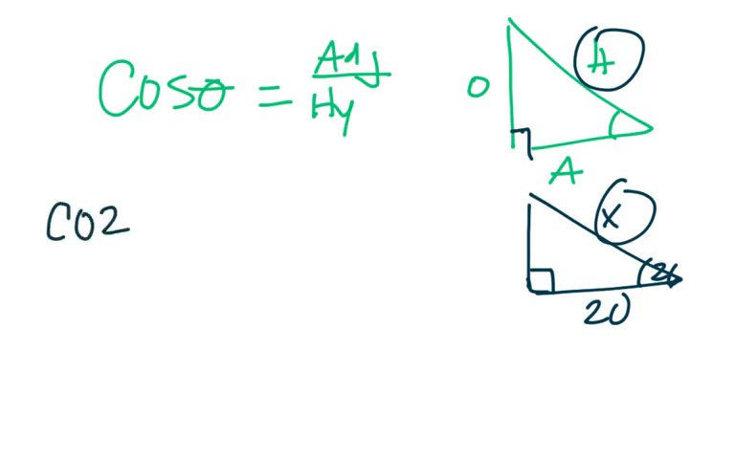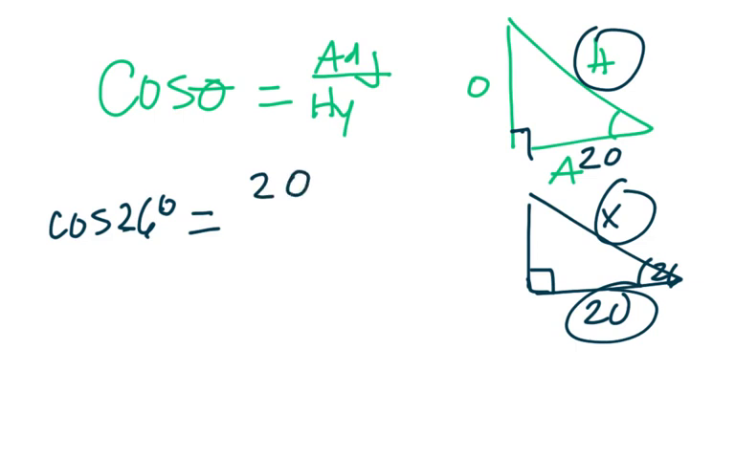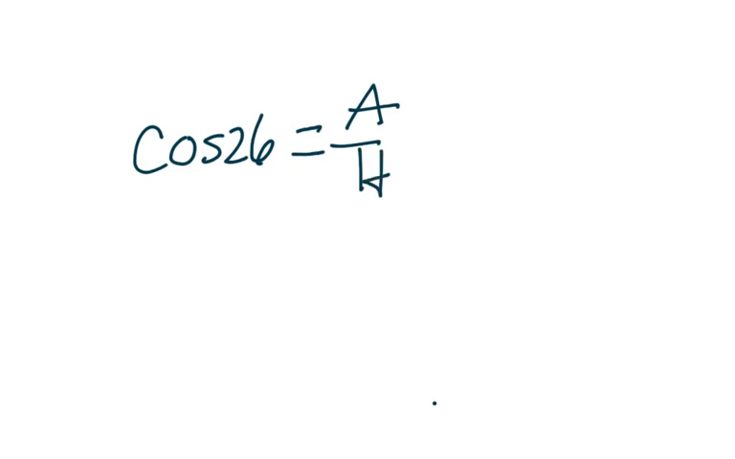So we're going to plug the information in. We have cosine 26 degrees equals our adjacent, which is given to us, 20 right here, over our x, also equal to A over H. So now that we have cosine 26 degrees, we need to find our H, which is our AH equals 20. Now we just need to plug in and solve.